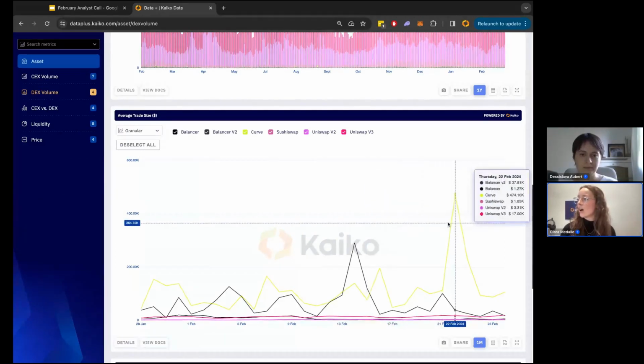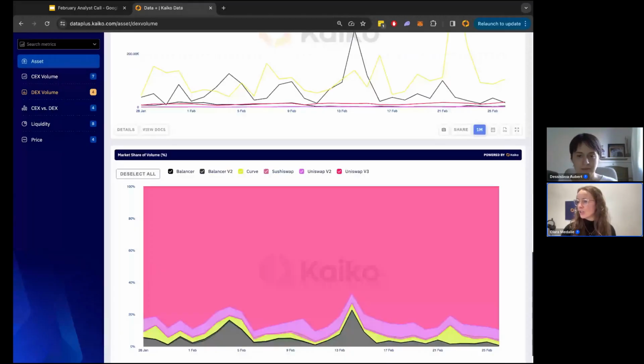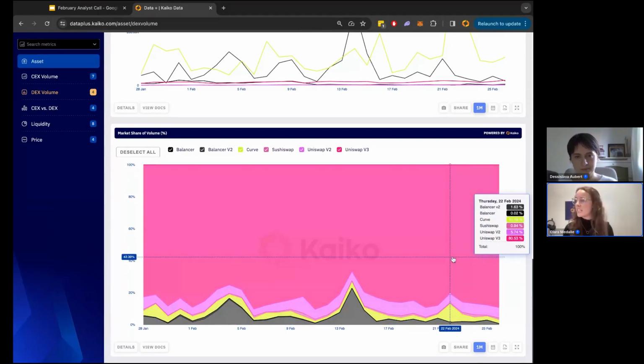You can see that at one point, this was a couple days ago, the average trade size for wrapped ETH on Curve was $474,000. This means that there were probably only a handful of trades on this day, but the vast majority were extremely high volume. And so then finally, you see market share of volume, and this lets you see the big trend that Uniswap v3 today commands about 80%, 81% of global volume for this crypto asset.